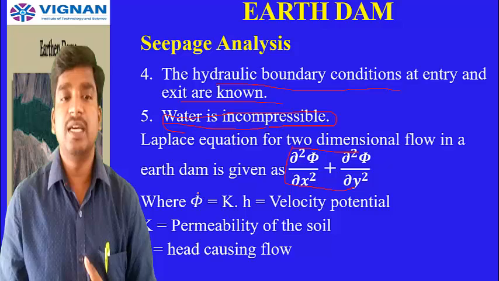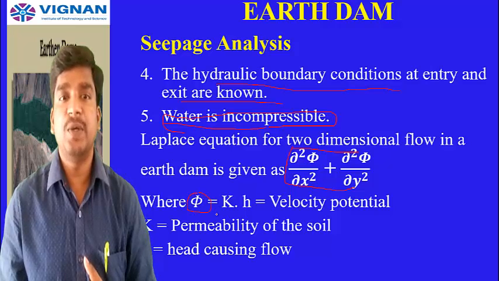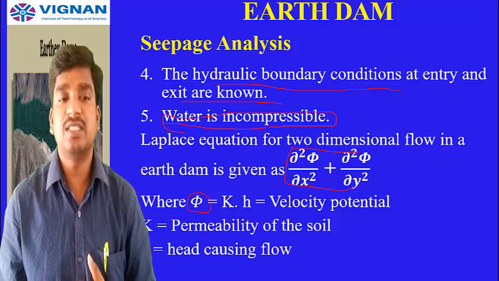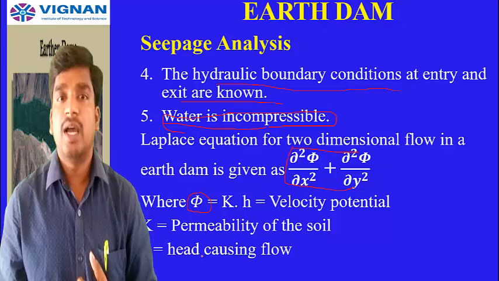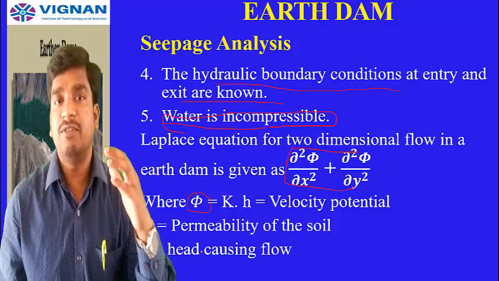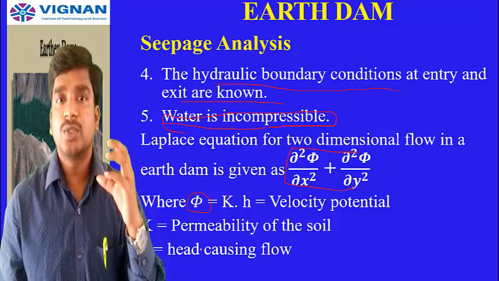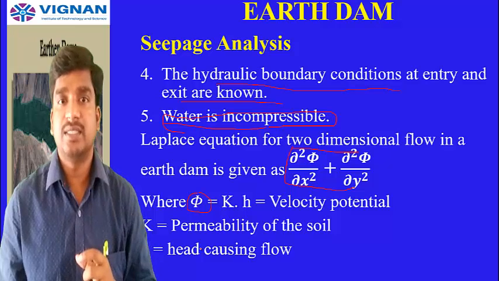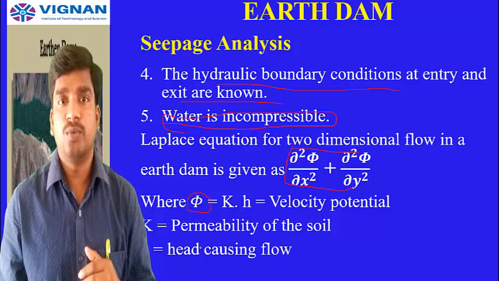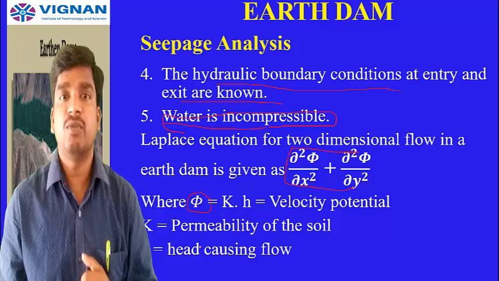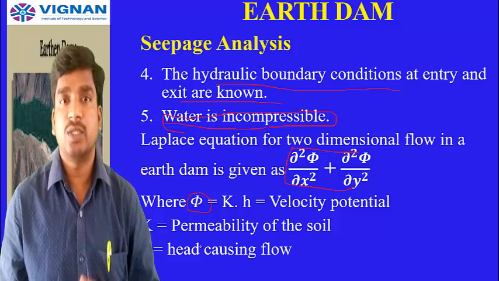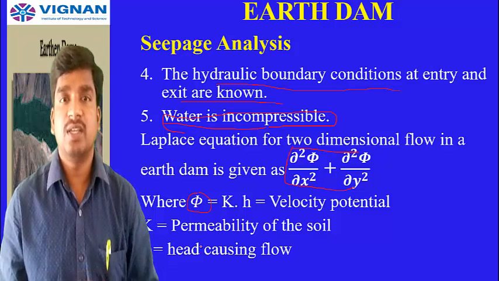Okay. Here φ indicates k into h, where k is the coefficient of permeability and h is the head causing flow, meaning whatever head we are maintaining at the upstream side. That is the head causing the flow, which is initiating the flow from the upstream side to the downstream side. So that is the head we have to consider here.